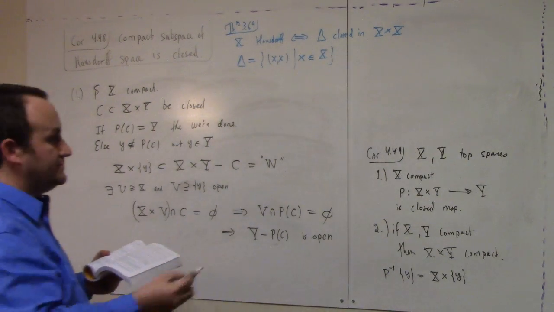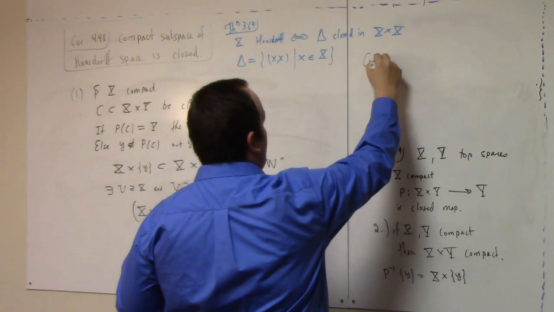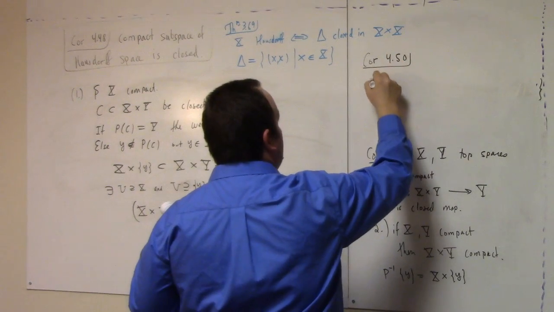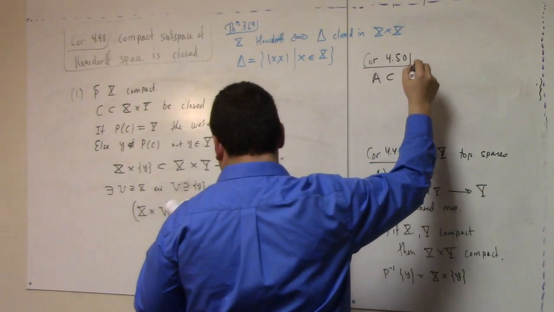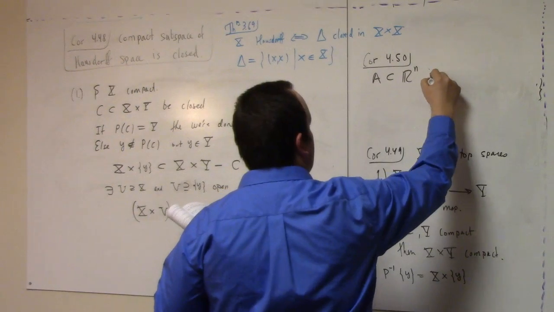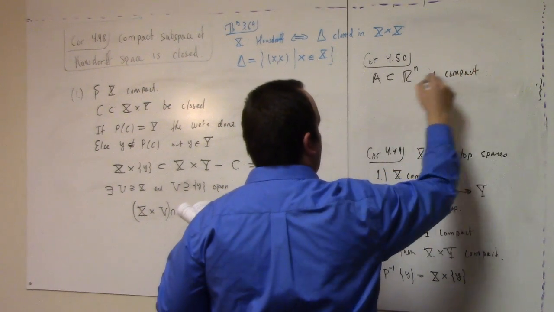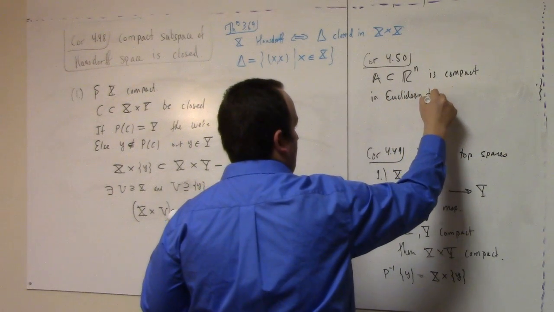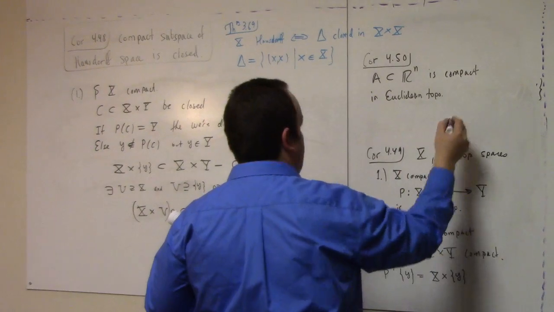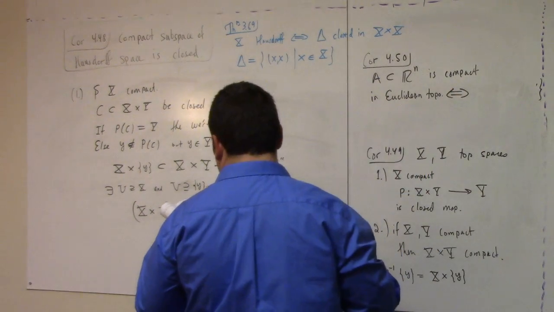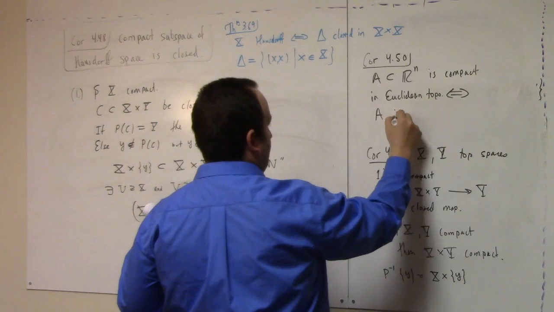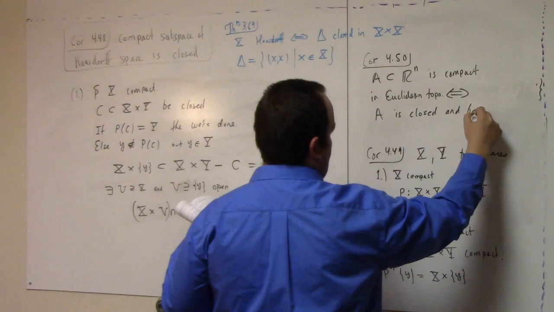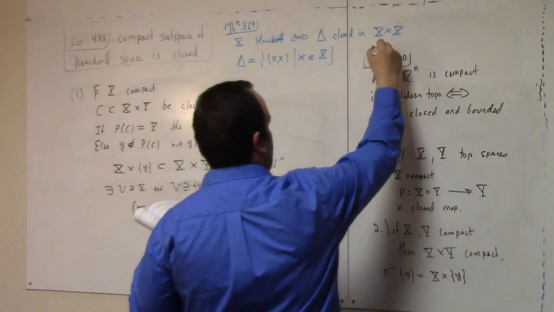Corollary 4.50 has the following. A subset A of Rn is compact in Euclidean topology if and only if A is closed and bounded. That seems kind of important.